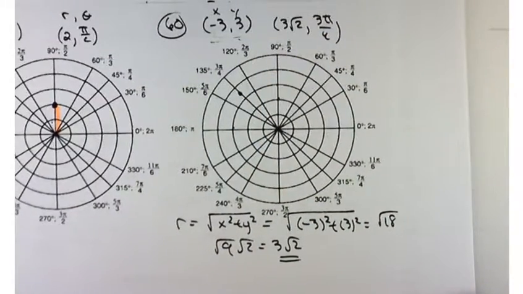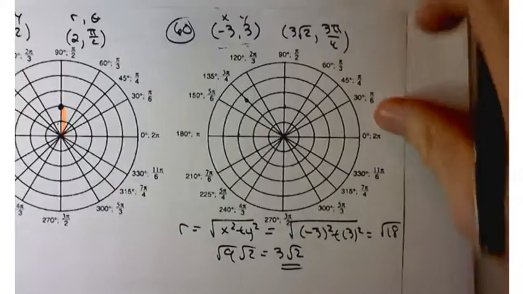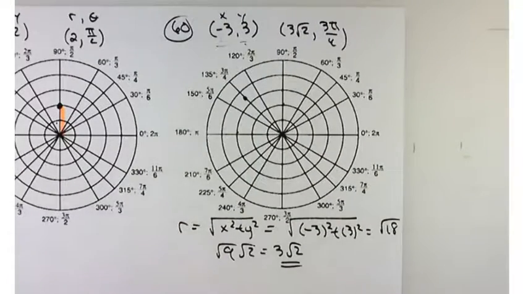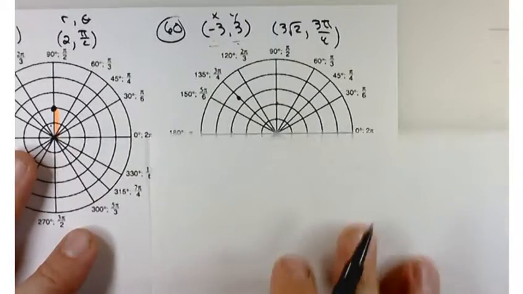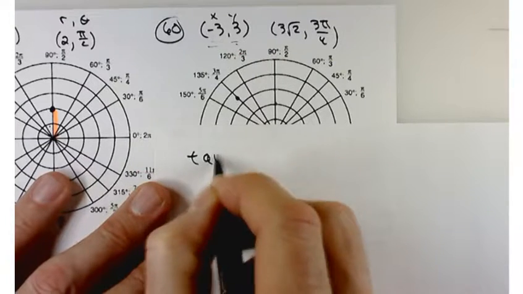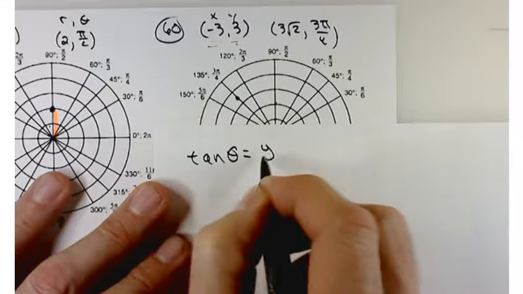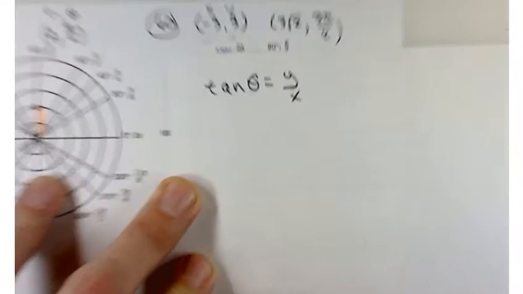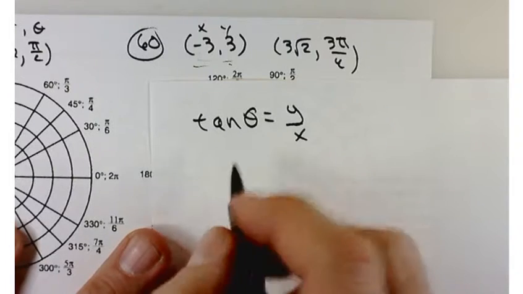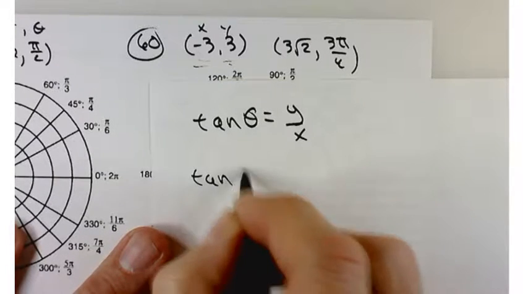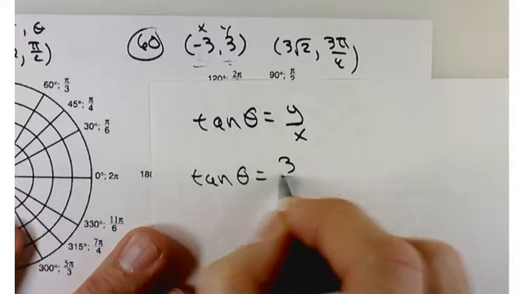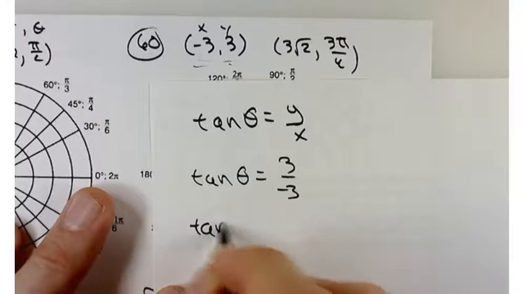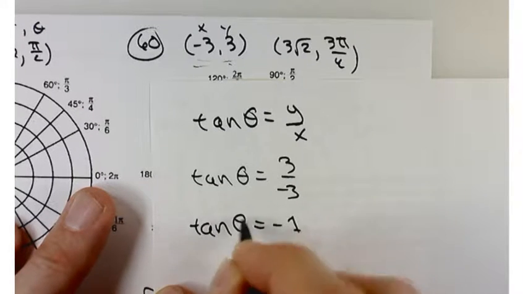But if you're struggling with this stuff, you're like, well, I'm just not that good with this, I'm not that comfortable with this, let's keep in mind something else that we can do. Remember, tangent of theta was equal to y over x. That's a formula we developed early on in working with this stuff. So if I plug in here, tangent of theta equals 3 over negative 3. Tangent of theta equals negative 1.